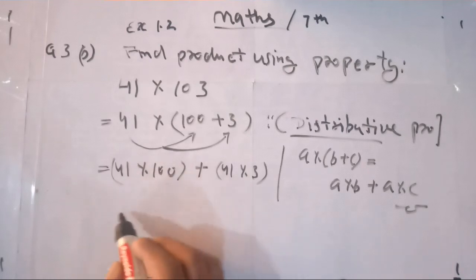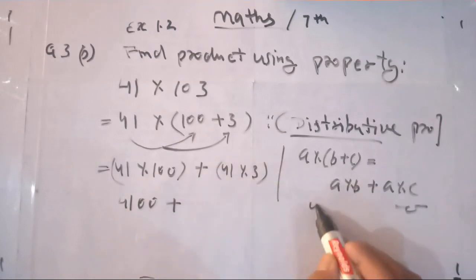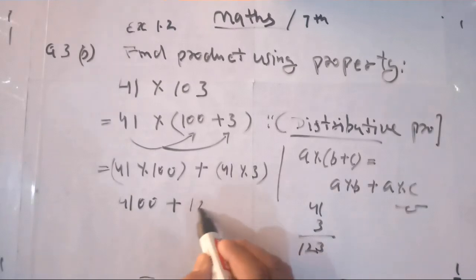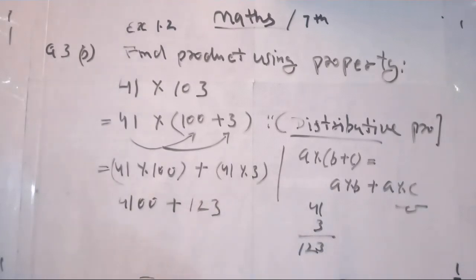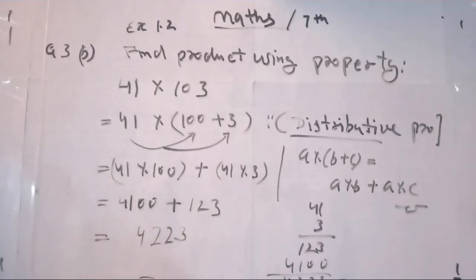Now 41 into 100 is 4100. Now 41 3s are: 3 1s are 3, 4 3s are 12. So this is equal to 123. Now when we add 4100 and 123, your answer is 4223. So beta, we use the distributive property here.